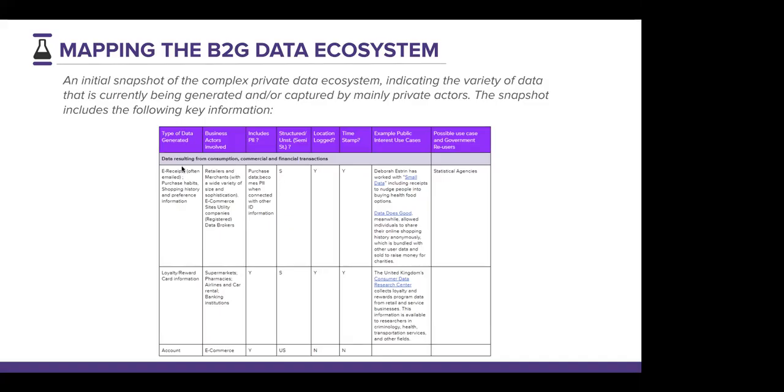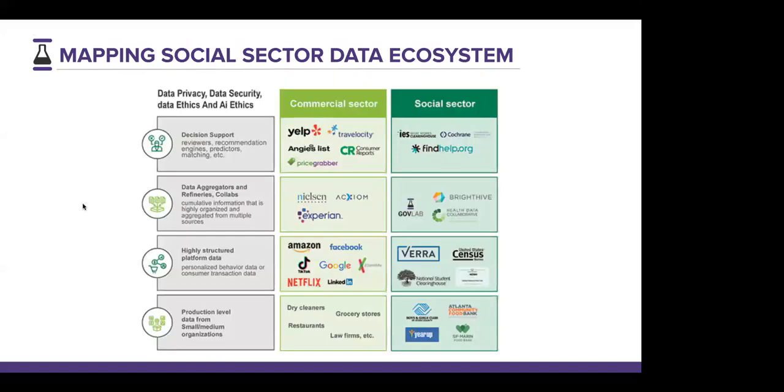And so think about the type of data, what business actors are involved, is it structured, unstructured, is there a location, is there a timestamp, and how can it be used, and what are the possible use cases as well. This kind of mapping of the data ecosystem, especially when you categorize it like that, allows you to understand the minimum viable data that I need to have access to.